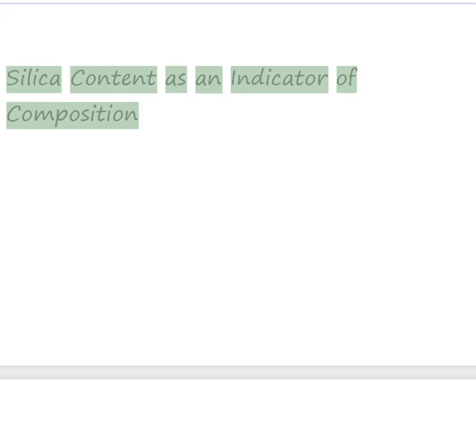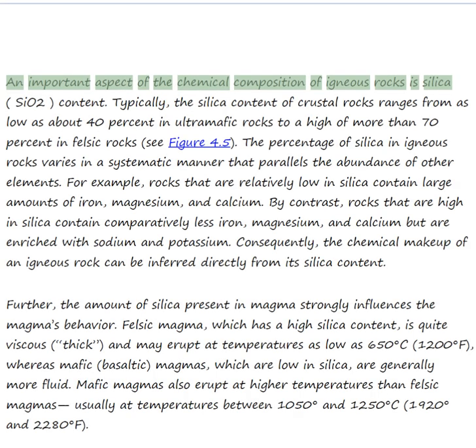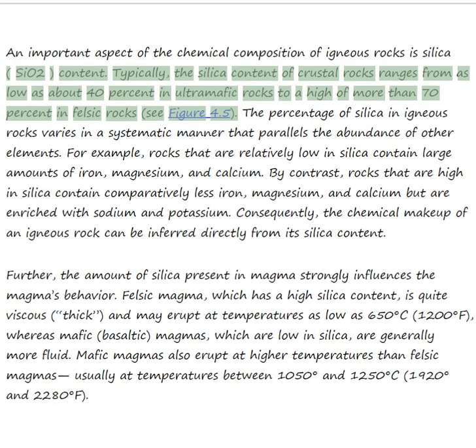Silica content as an indicator of composition. An important aspect of the chemical composition of igneous rocks is silica content. Typically, the silica content of crustal rocks ranges from as low as about 40% in ultramafic rocks to a high of more than 70% in felsic rocks.